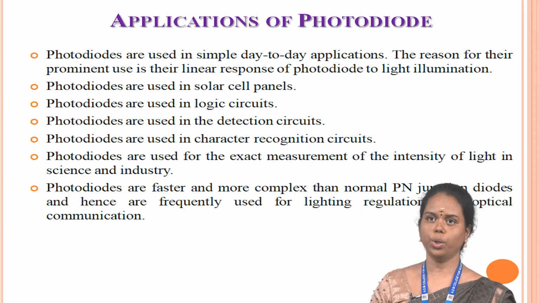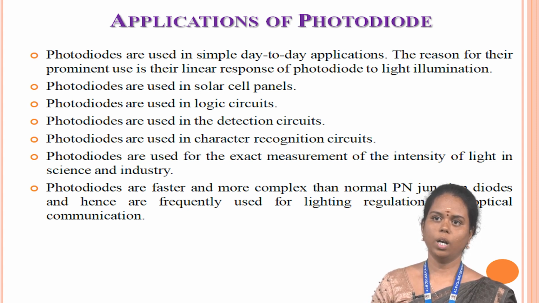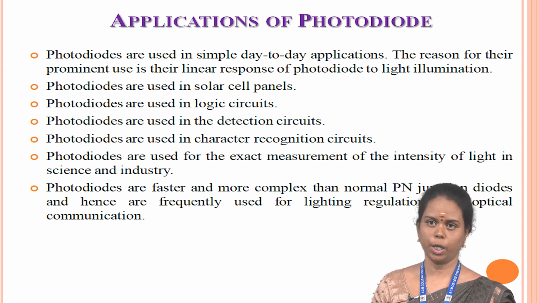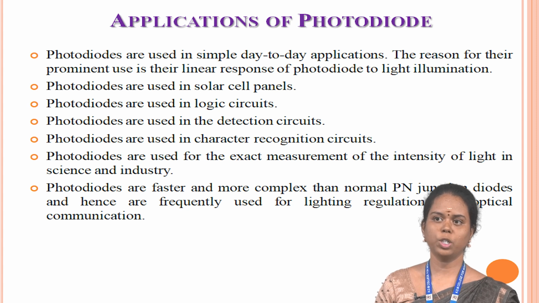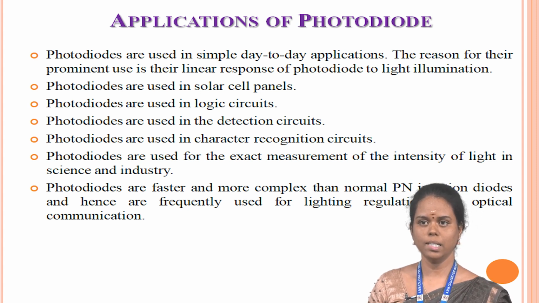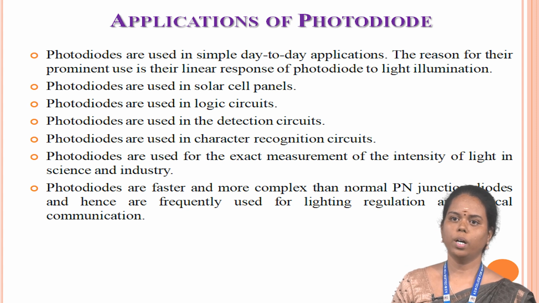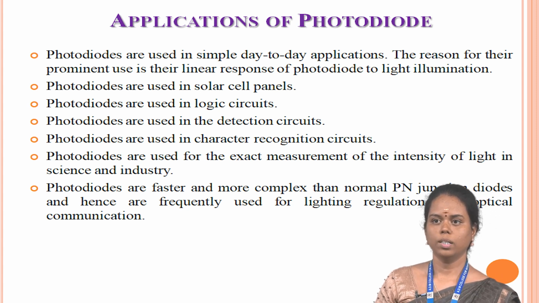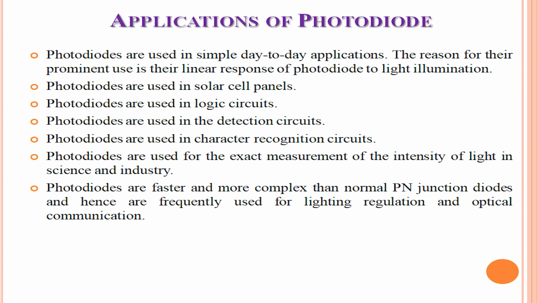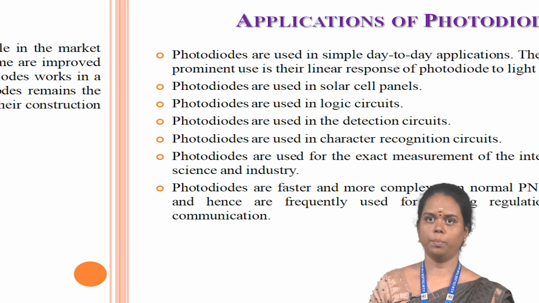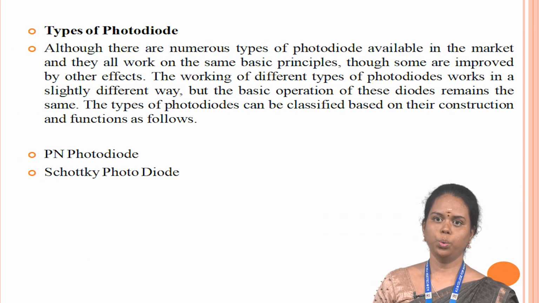Applications of photodiode. Photodiodes are used in simple day-to-day life applications. Photodiodes are used in solar cell panels, logic circuits, detection circuits or character recognition circuits, and for exact measurement of the intensity of light in science and industry. Photodiodes are faster and more complex than normal PN junction diodes and hence are frequently used for lighting, regulation, and optical communication. Types of photodiode: there are two types, the PN photodiode and the Schottky photodiode.